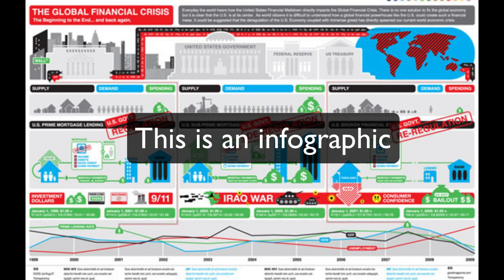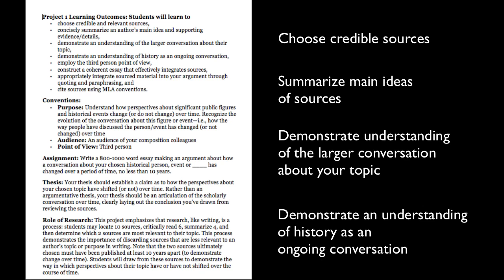In Project 1, you're asked to choose credible sources, summarize the author's main idea, and demonstrate an understanding of the larger conversation about your topic in an 800 to 1,000 word essay. Specifically, you're tasked with demonstrating how the conversation about your topic, an historical person or event, has changed over a period of time. Because you have to cover at least 10 years of history, completing this assignment necessarily entails also demonstrating historically who and what was said about your topic.